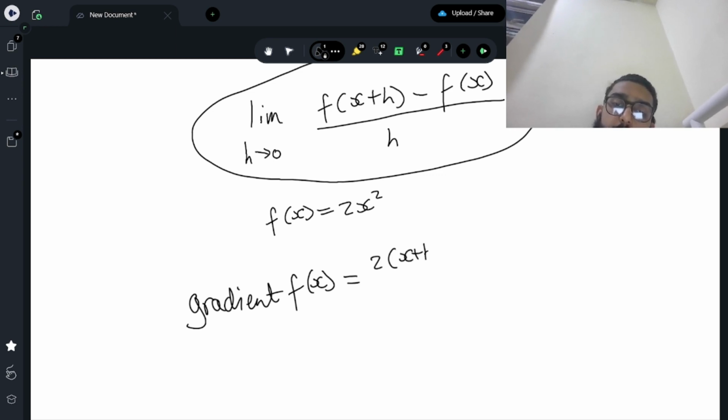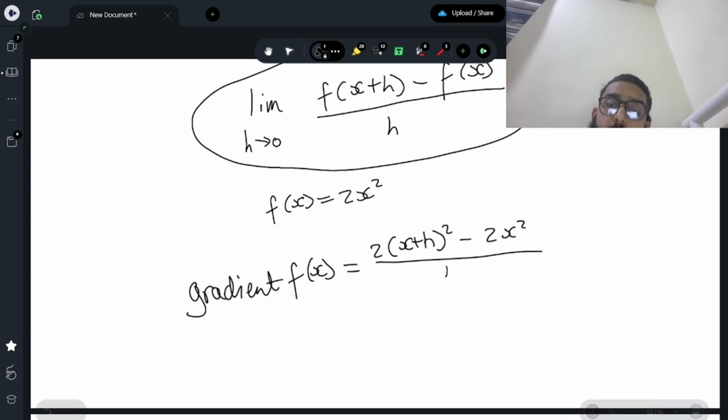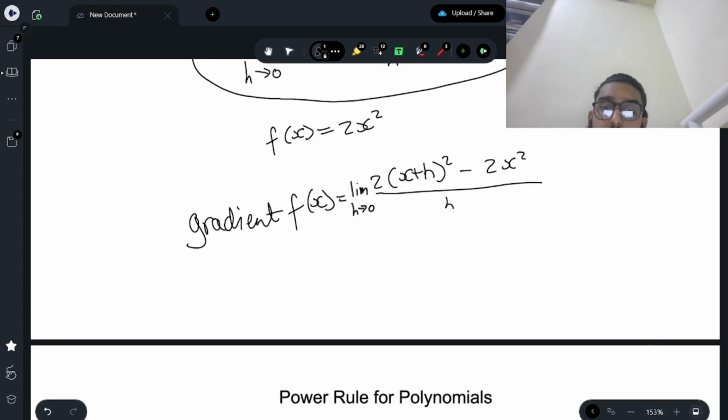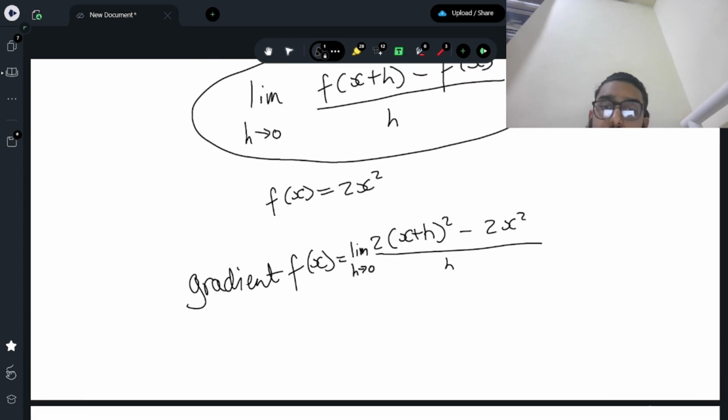2(x plus h) squared minus 2x squared. So all I did was replace the x with x plus h, just how functions work, over h. And I forgot the most fundamental part, the most important part, limit h approaching 0. Math teachers get pretty angry if you forget that.